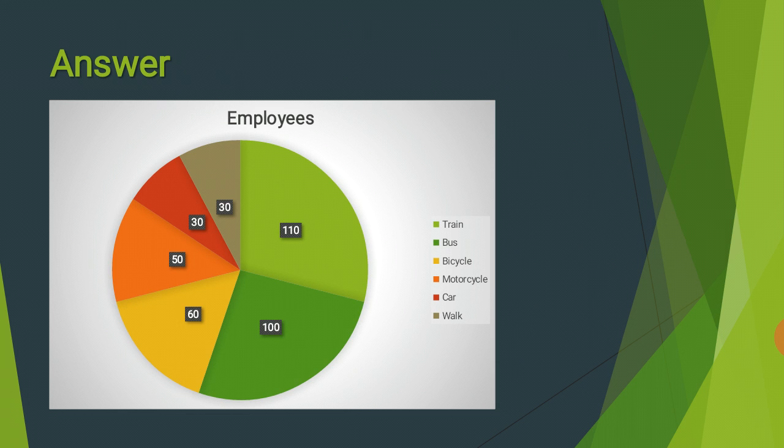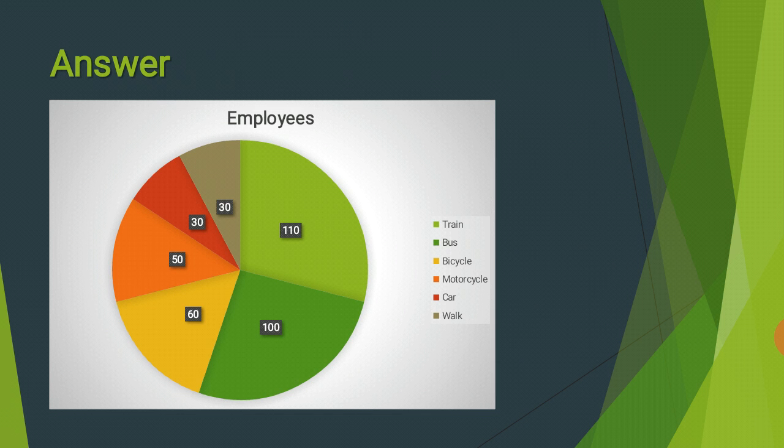First of all you have to see the train. 110 people are coming by train. The hundred employees are using the bus. Likewise I have divided. Moreover, greater than and less than is very important here. You have to divide each part, and for a high amount you have to give more space. For a small amount you have to give less space for those values. Likewise you have to give those things.